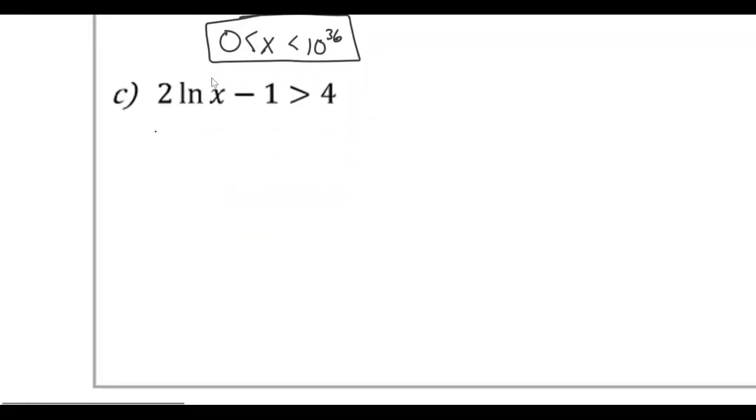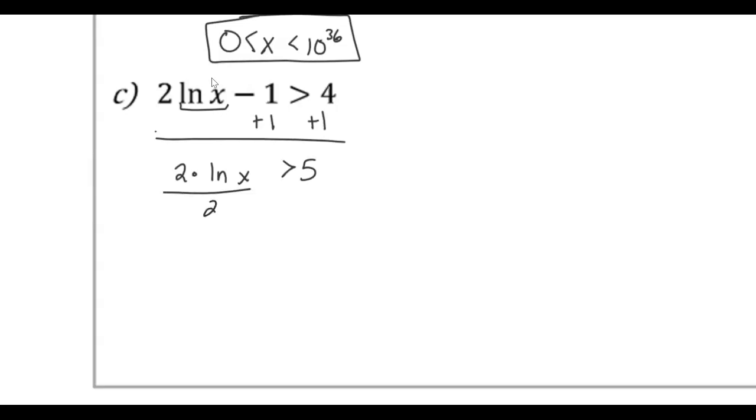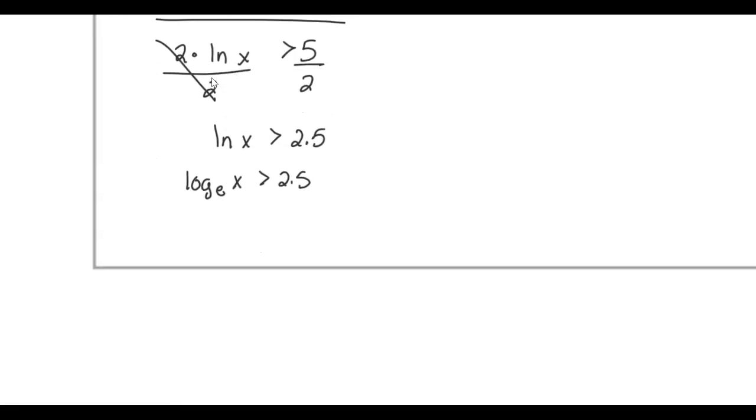Okay, let's do this one. So we have to get this natural log by itself before we can try to solve it. So first rearrange, get that 1 out of there. So 2 times the natural log of x is greater than 5. All right, and then go ahead and divide by the 2 because we want to get natural log all by itself. So natural log of x is greater than 2.5. Okay, remember that natural log is the same as log base e. So that helps you to know that on the left side, I need to raise it to the power of e because natural log is log base e. And on the right side, raise it to the power of e.